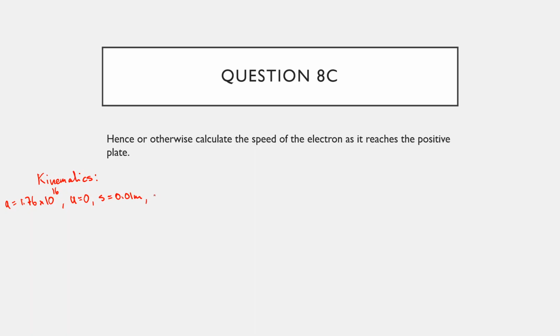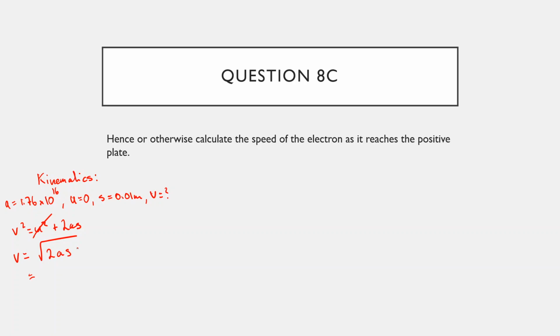And we want to know its final speed. So we've got A, U, S, and V. Use the appropriate kinematic equation: V squared equals U squared plus 2AS. Cool. U squared goes away because U is 0. And so V is equal to the square root of 2 times A times S.